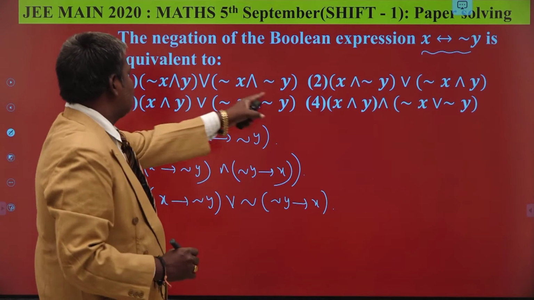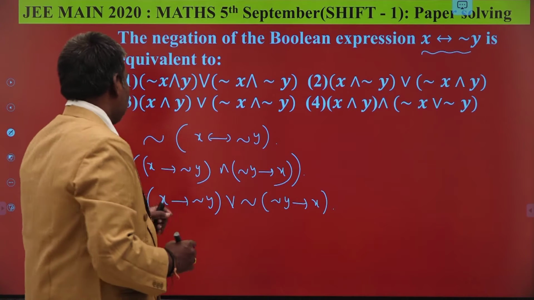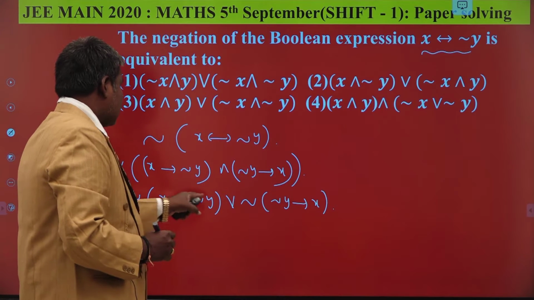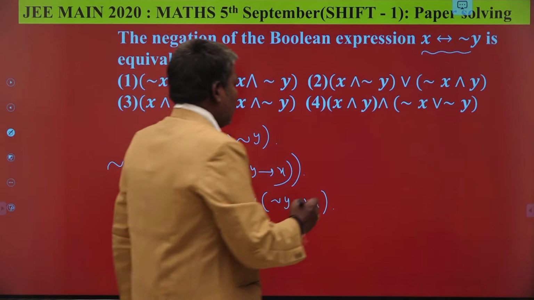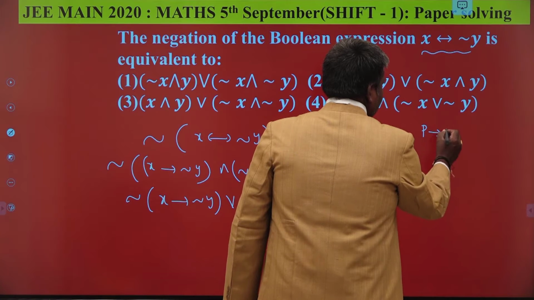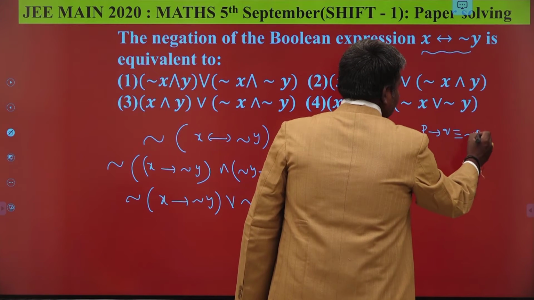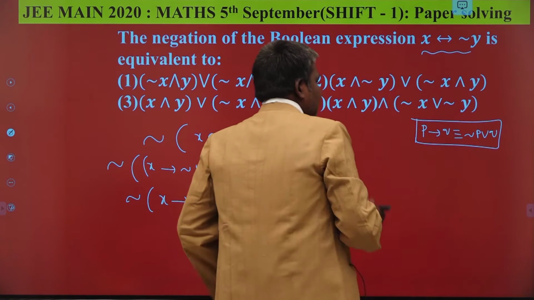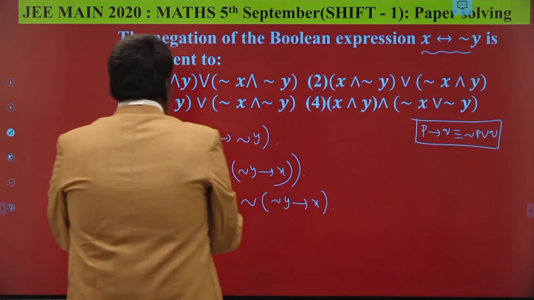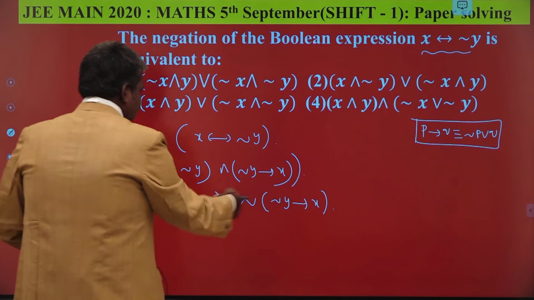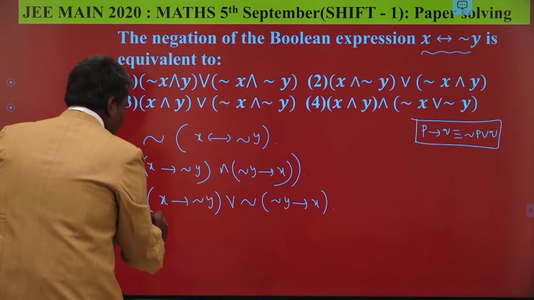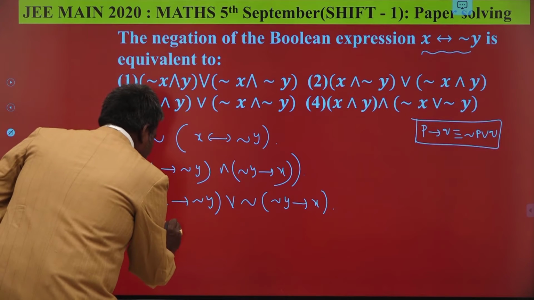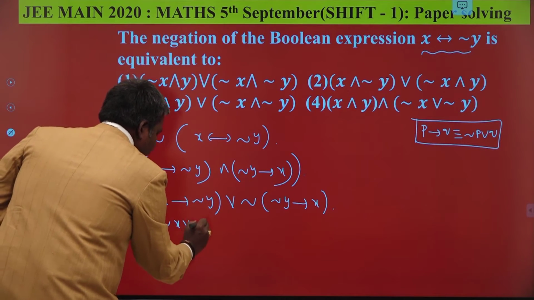But in our options, and, or are there. Therefore, you have to convert the implication into and, or. X implies negation of y. We have the condition P implies Q is equivalent to negation of P or Q. This is the relation between implication and the or formula. So, I am going to apply that formula to these two brackets. That is negation of x implies y, negation of P or Q: negation of x or, here Q is what? Negation of y.